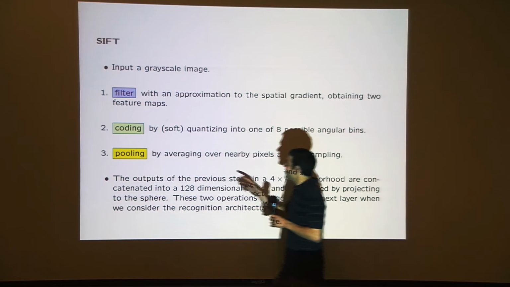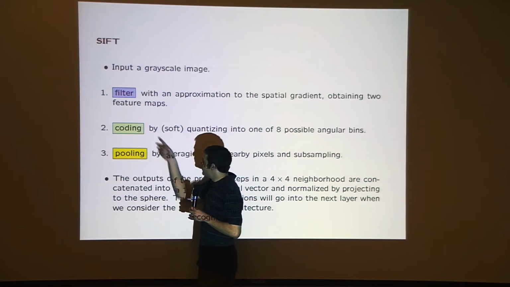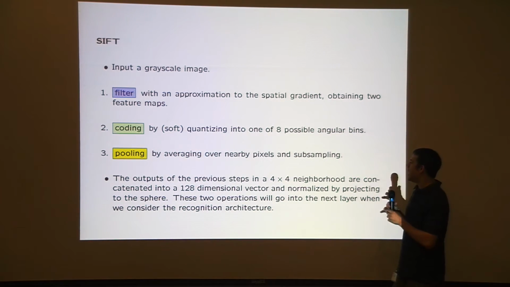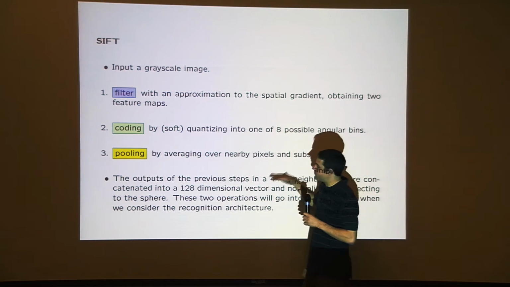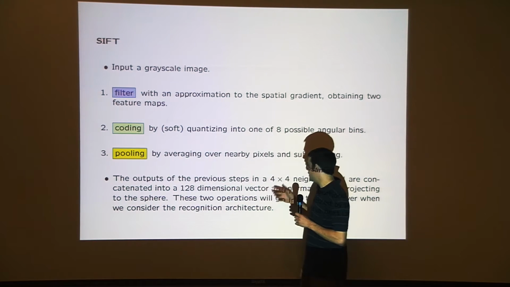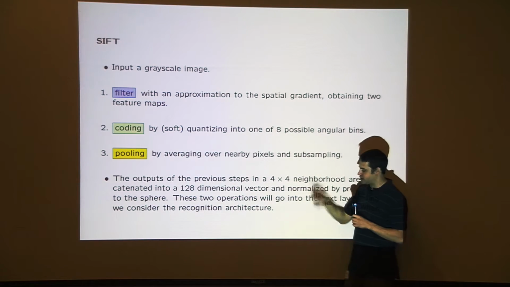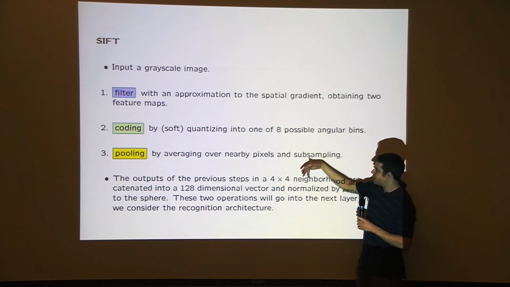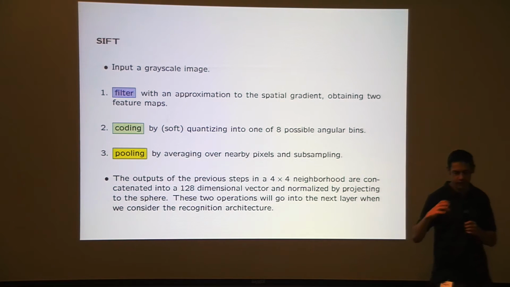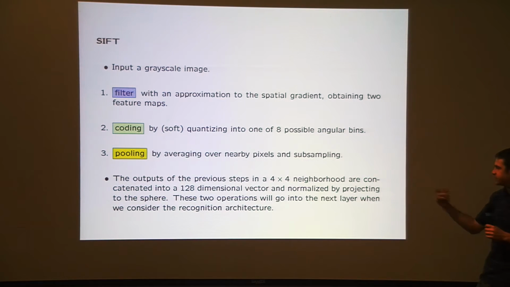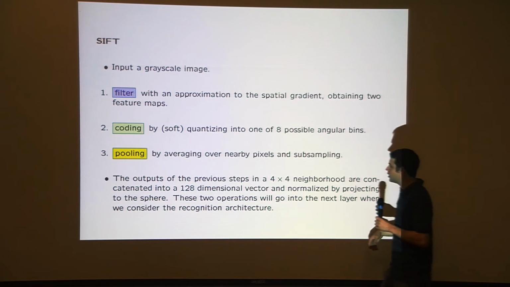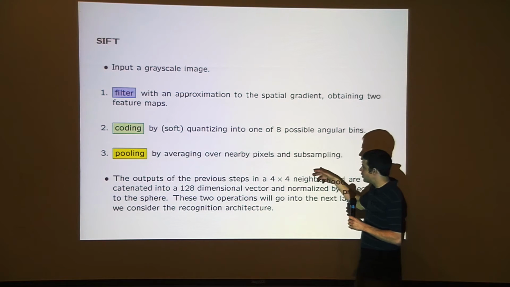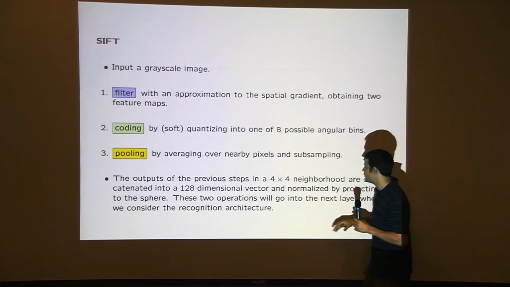But anyway, it's basically a soft k-means here, and then there's a pooling step because you average into 4x4 blocks. And there's actually one more step to make it into SIFT, which is some sort of normalization. I'm not going to put that in this block, because in the convolutional network architecture it really belongs in the next layer. So after you filter, code, and pool, you normalize over 4x4 neighborhoods of the image.